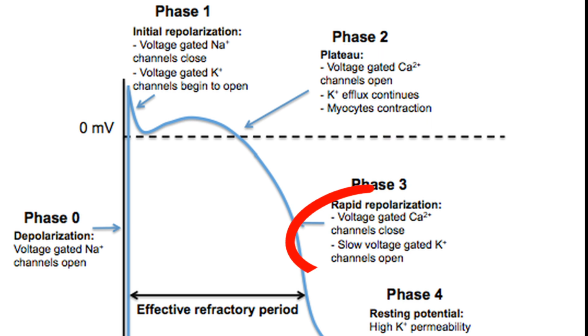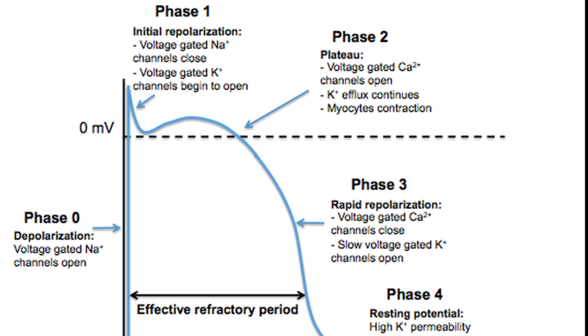Phase 3, repolarization. As calcium flow decreases and potassium flow increases, the membrane repolarizes, bringing the potential back down. Phase 4, resting potential. Finally, we return to the resting state where inward and outward currents are balanced, with the membrane potential once again approaching the K+ equilibrium.